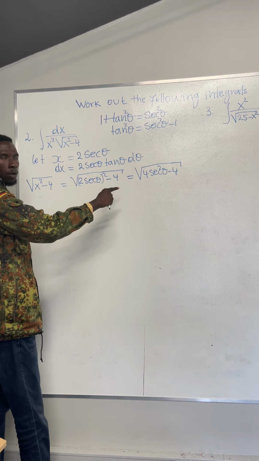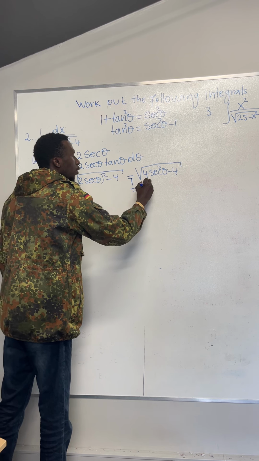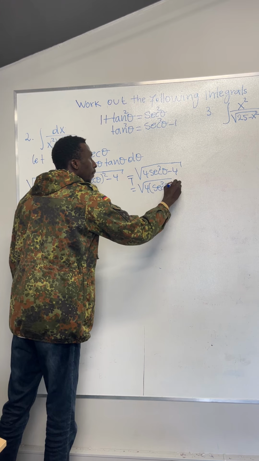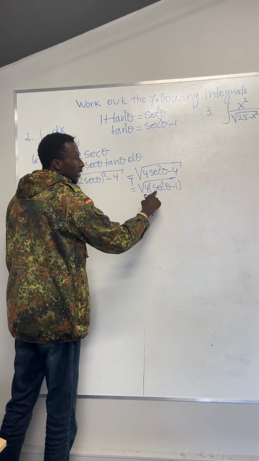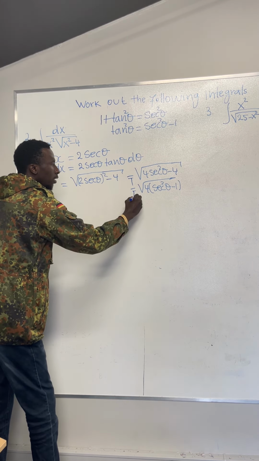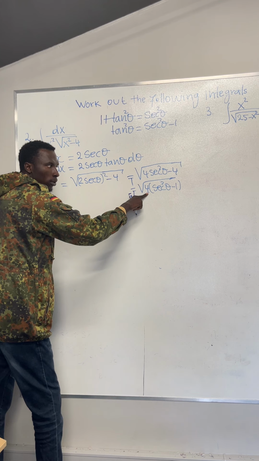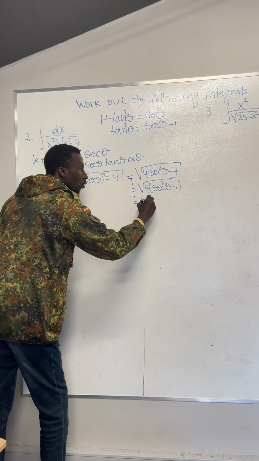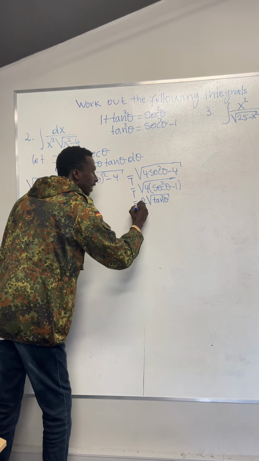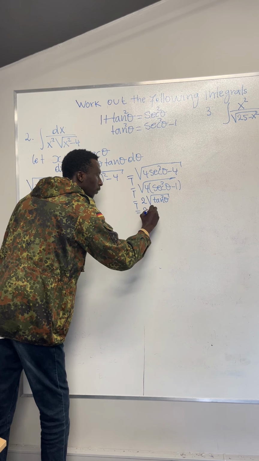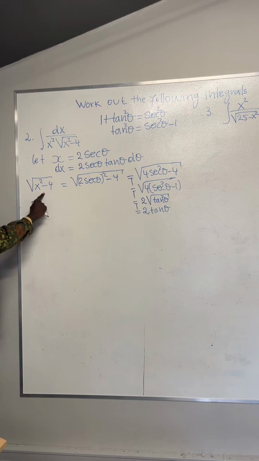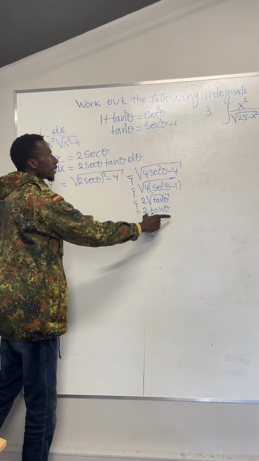Can we factorize 4? Yes, we can factorize 4. So we're gonna have 4 and we open the bracket, sec squared theta minus 1. And what is sec squared theta minus 1? It's just tan squared. So we're gonna take tan squared and plug it in. And what is the square root of 4? It's 2. So we're gonna have 2 square root of tan squared theta, and then this we should be able to find is 2 tan theta. So when we see this, we're just gonna put 2 tan theta.